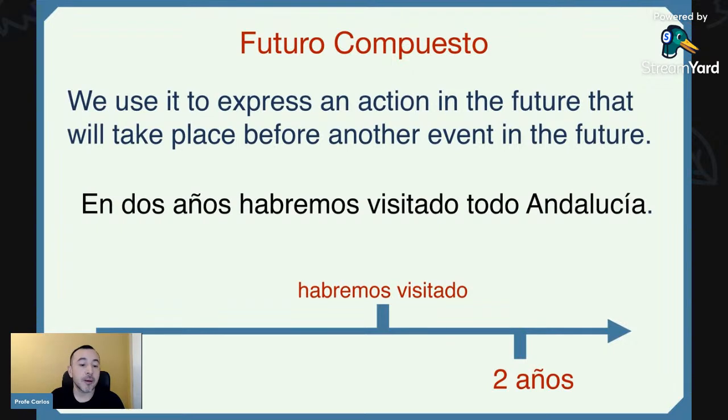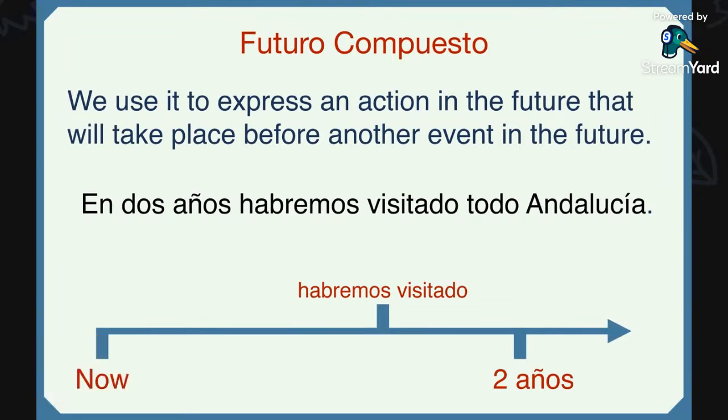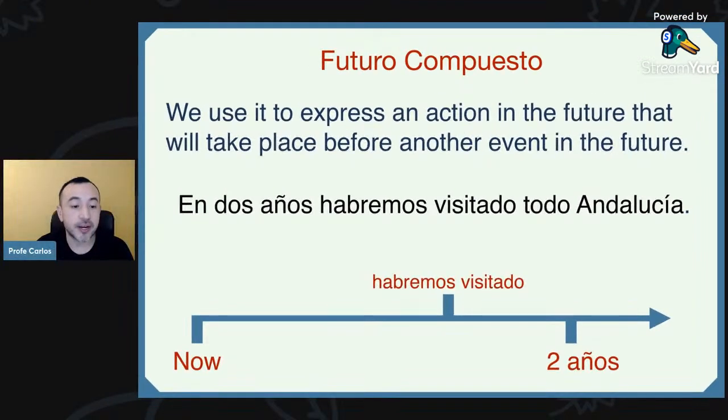in the future. Por ejemplo, let me remove myself so you can see the timeline here. En 2 años habremos visitado todo Andalucía. Tenemos now, 2 años y habremos visitado. So as you can see, we're still talking about the future, but we do have 2 events in the future here. The first one is the time, 2 años, talking about, of course, what is going to happen in the future in 2 años, but something is going to happen before those 2 años.